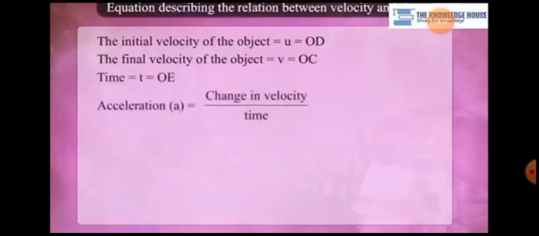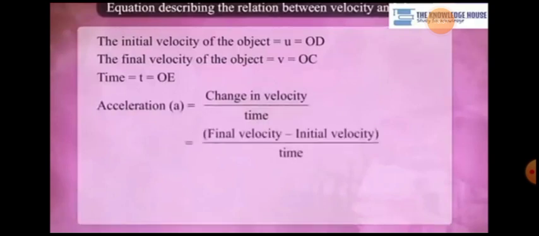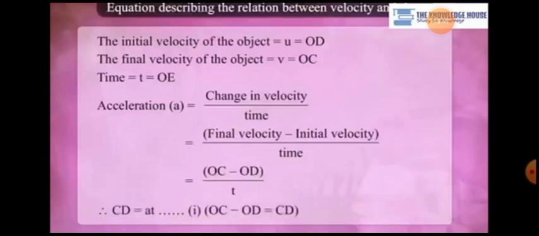Acceleration a is equal to change in velocity upon time, which is equal to final velocity minus initial velocity upon time, which is equal to (OC − OD) upon t. Therefore, at = OC − OD, which is equal to CD.